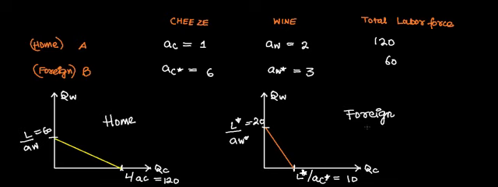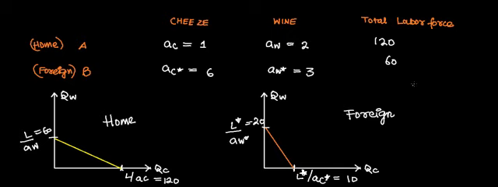So if you want to write the opportunity cost of cheese in terms of wine, it means you are producing cheese and giving up wine. It means the number of gallons of wine which you have to give up in order to produce an extra unit of cheese. When you're producing cheese, you're not producing wine. So the opportunity cost of a pound of cheese in terms of wine is the number of gallons of wine that an economy would have to give up in order to produce an extra unit of cheese.